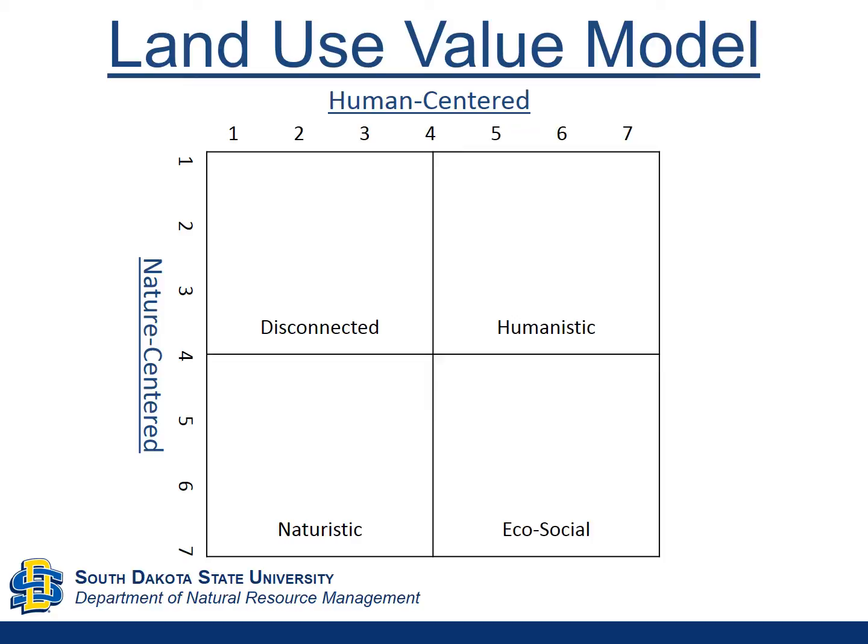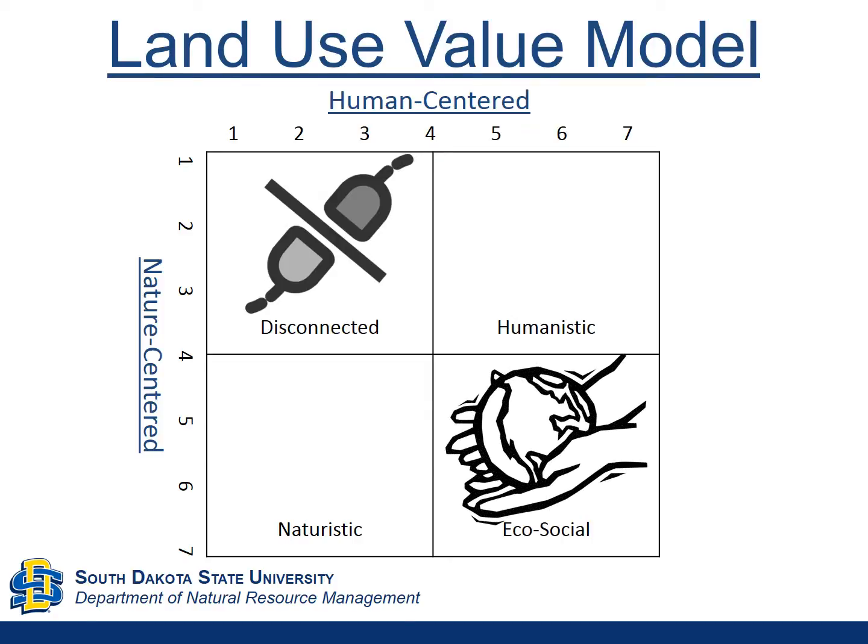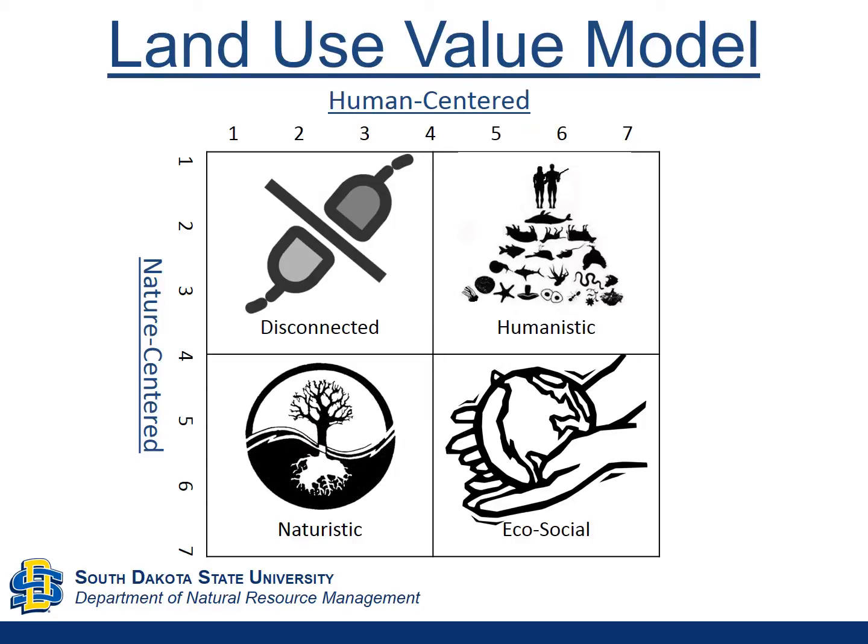But for now, if a person disagreed with the human-centered and nature-centered statements, I'm calling them disconnected. If a person agreed with both, I'm calling them eco-social. If a person agreed with the human-centered but not the nature-centered statements, I'm calling them humanistic. And if a person agreed with the nature-centered but not the human-centered statements, I'm calling them naturistic.